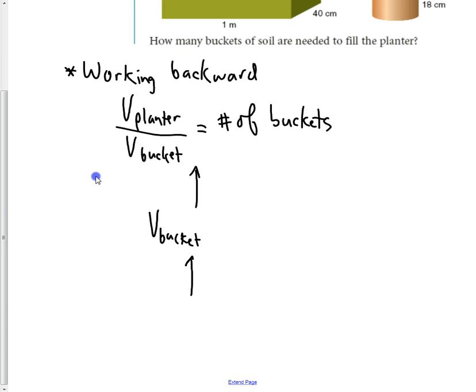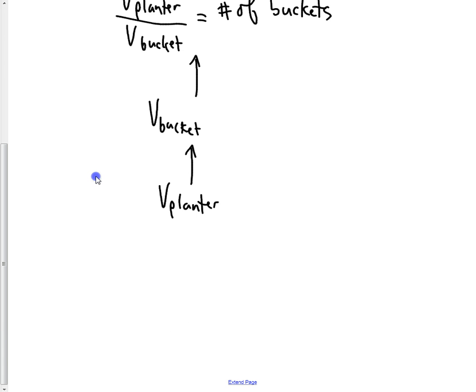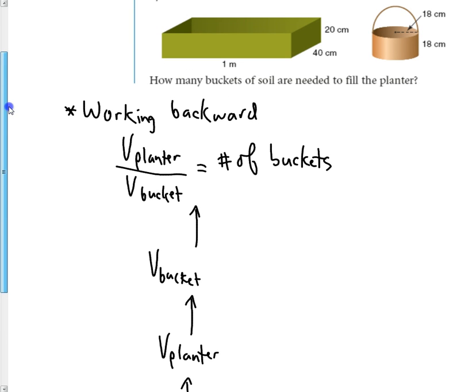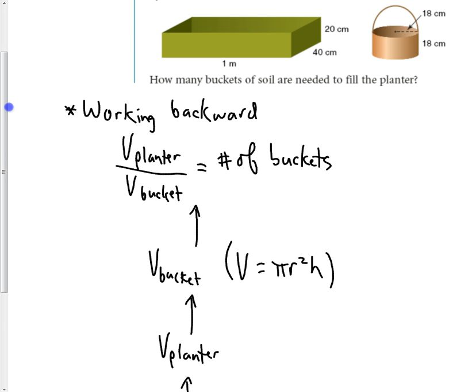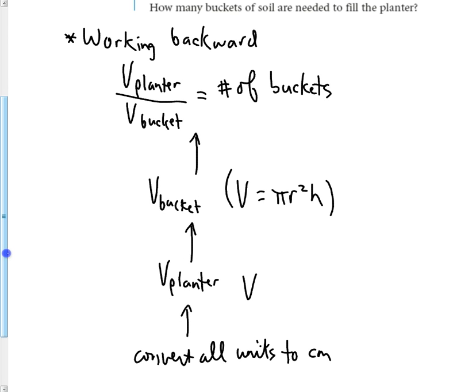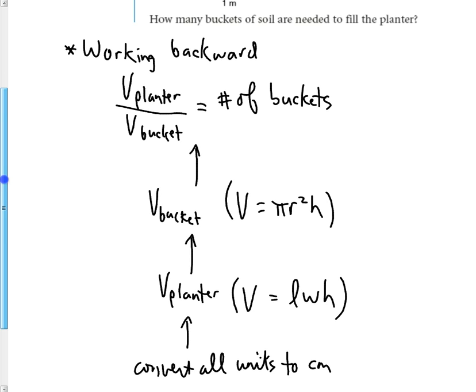The volume of the planter, that one can be calculated prior to that, but before we do that, we're going to need to convert all units to centimeters. All right, and then the formulas involved here for the volume of the bucket would be volume equals pi r squared h. That's a relationship we've seen before. The planter is volume equals length times width times height. And again, we've seen that one before. So these are simple relationships that we can just look up in our study guide or our formula sheet.